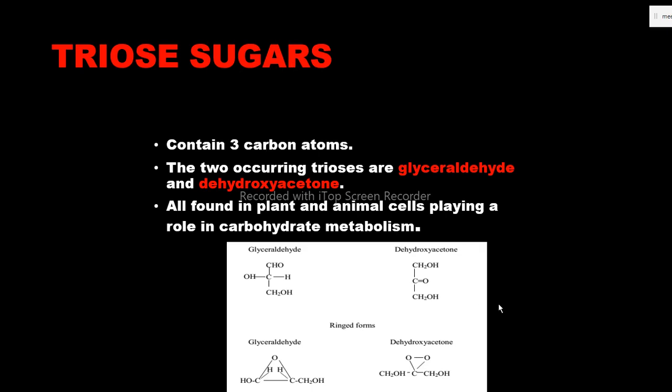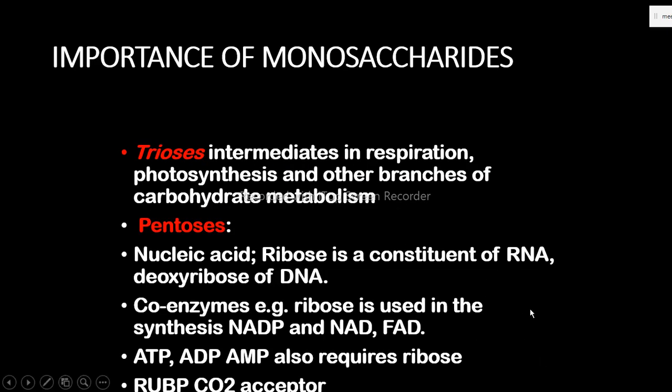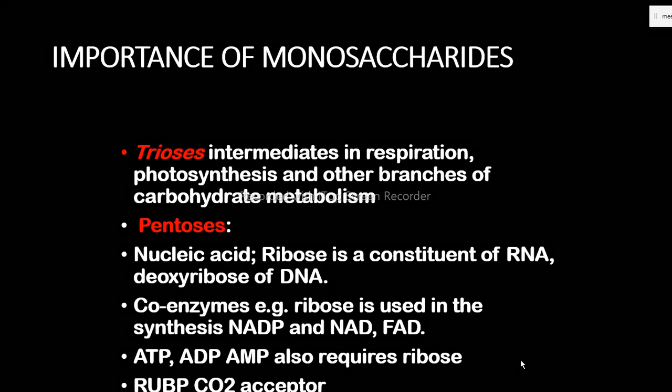Because an objective question can come: which of the following is a triose sugar? And then they write 1, glucose, number 2, galactose, number 3, glyceraldehyde, number 4, dihydroxyacetone phosphate. So those are the triose sugars. Yes. So let's see some few importances of monosaccharides, some few importances of sugars before we proceed to real science.